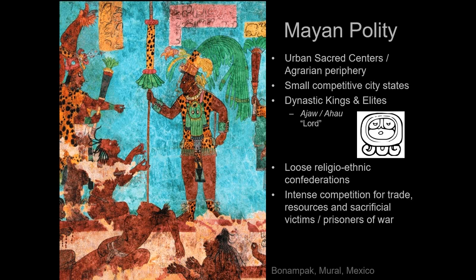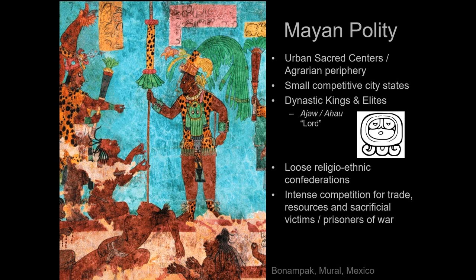Sometimes these city-states would join together into kind of loose religious and ethnic confederations, but oftentimes they were at each other's throats. One of the things that's so interesting about so many of the inscriptions and the epigraphic evidence that we find is the constant mention of war, the constant mention of the subjugation of other peoples.